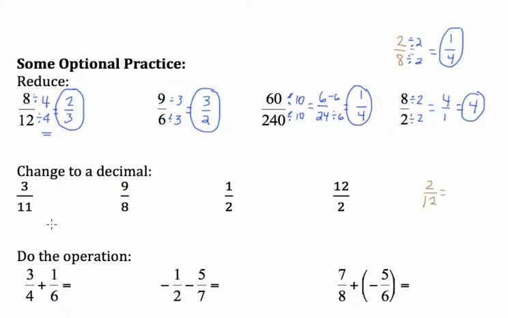Change to a decimal. I would allow you to use a calculator on problems like this, and it just becomes a calculator problem. When you do this on a calculator, you would do 3 divided by 11. Top divided by bottom. And you get 0.272727. Since the 27 repeats, we put a bar over it. That's like a repeating bar. Notice 3/11, the numerator is smaller than the denominator. You get a number that's less than 1.